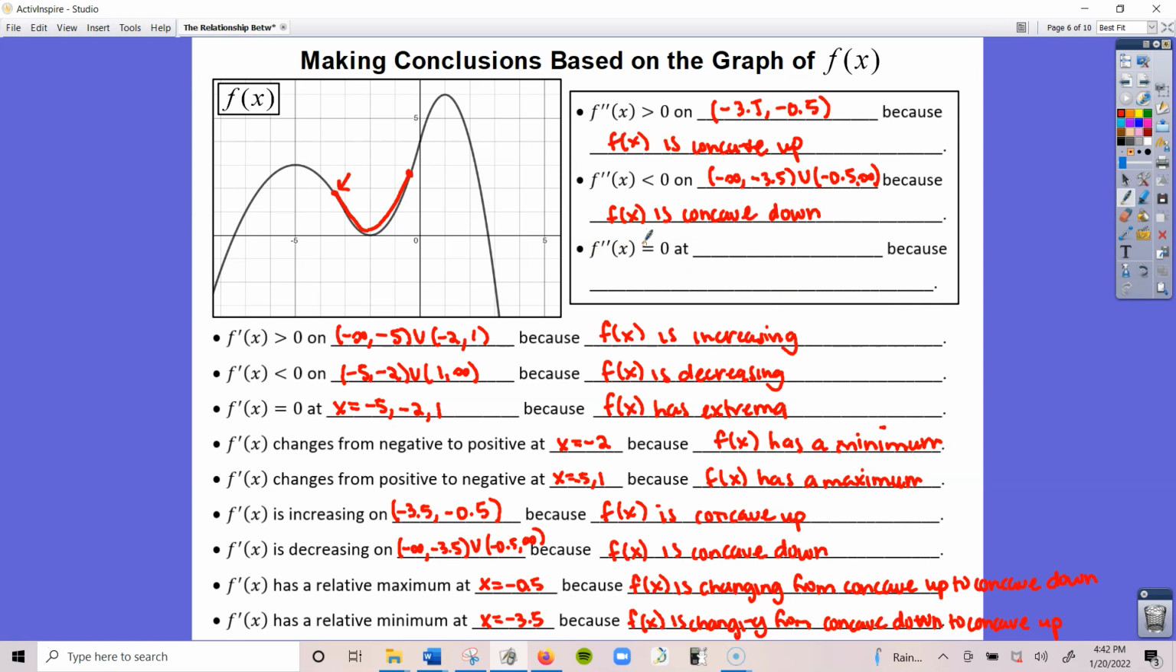F double prime of x is equal to 0, and the second derivative will equal 0 when there's a point of inflection, and we have 2, which is at x equals -3.5 and -0.5, and again the reason for that is because f of x has points of inflection. So as you can see, this one graph tells me a whole lot. Let's look at the graph of f prime.